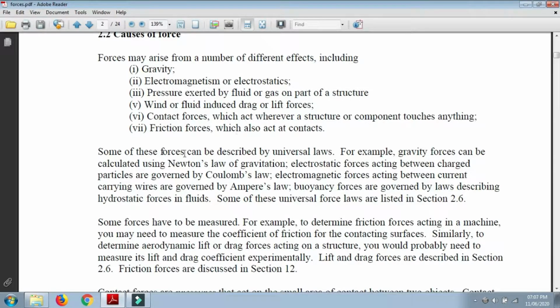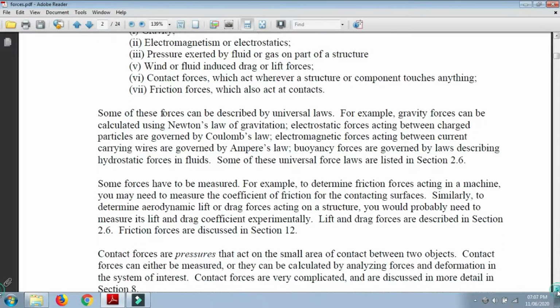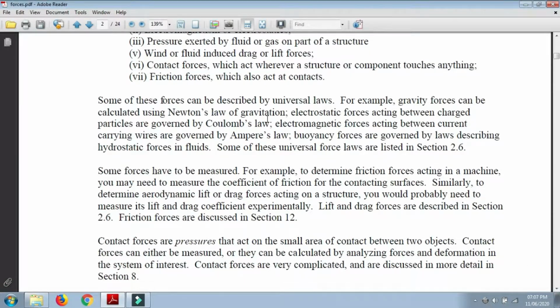Okay. So some of these forces can be described by universal laws. For example, the gravity force can be calculated using Newton's law of gravitation. Electrostatic forces acting between charged particles are governed by Coulomb's law. The electromagnetic forces acting between current-carrying wires are governed by Ampere's law. Then there are buoyant forces. Buoyant force is basically equal and opposite to the weight, and is governed by laws describing the hydrostatic forces in a fluid. Some of these universal forces are listed in section 2.c. You can see it yourself.